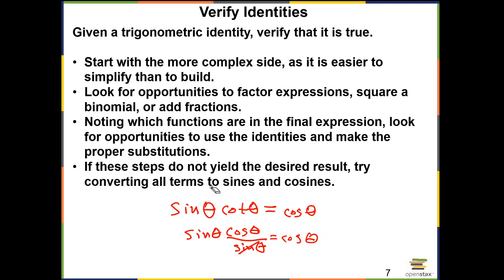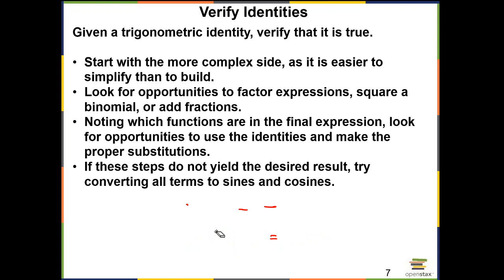So we start with the more complex side, and then we look for this structure in the background of our mind. We simplify this looking to get cosine out of it, and if possible, we do it. If not possible, if it's too complicated, maybe we can take everything and write it in terms of cosine and sine, like I did here, and then cancel what we can cancel and see if we can get the other side. So let's practice with this a little bit. And that's this section here.